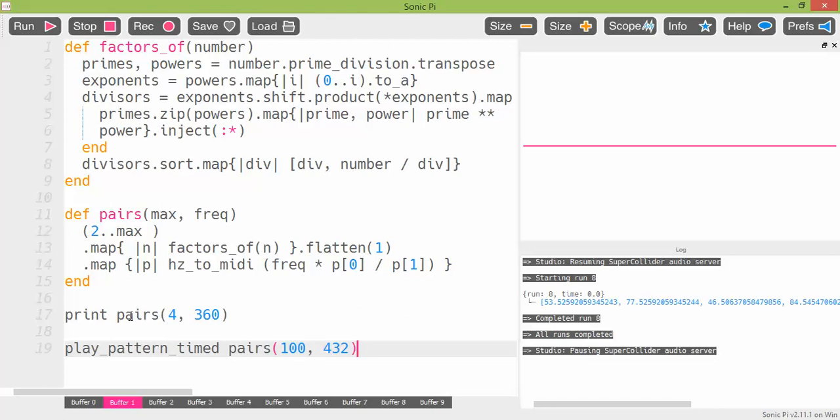And I'll give it this same data. So this Ruby function from the Sonic Pi API, play pattern timed, is a function that if you give it a list of MIDI numbers and an amount of time to space them out, it'll play the melody where it plays each note with a gap of like half a second in between them. So let's hear that.